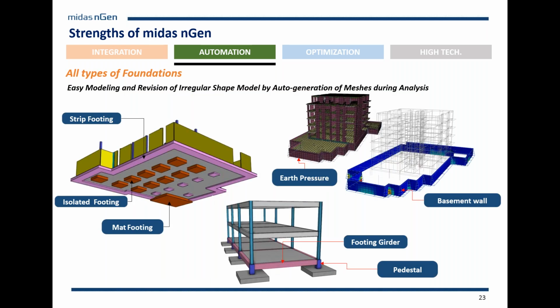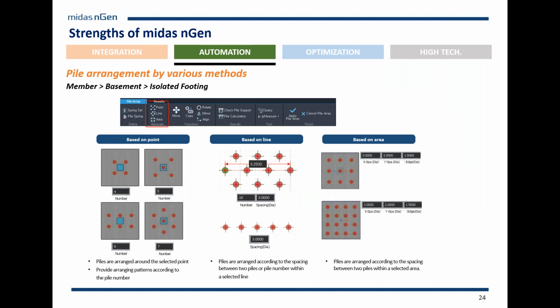All types of foundations are available in MIDAS engine. So you do not actually have to use multiple softwares for the superstructure and the substructure and the foundation. One software solution for all types of members. So apart from the beams, columns, shear walls, we also have basement wall. We have the footing girder, which can be used for, let's say, plinth beams, and pedestals are there, which are required below the steel columns. And we have isolated footing, mat footing, strip footing, and also we can include piles. So pile arrangements are easily available.